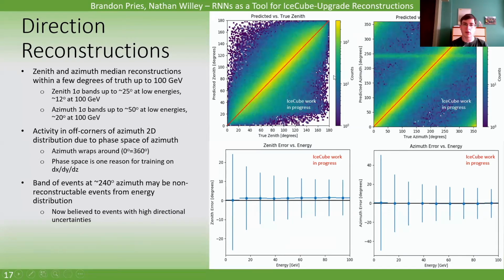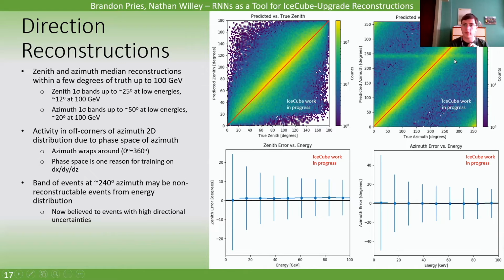The activity in these off corners of the azimuth distribution, this 2D histogram, is just due to the phase space of azimuth, the fact that it wraps around at 360. And this phase space is actually difficult for the neural network to learn, which is one of the reasons that we train on dx, dy, dz, and then convert to zenith and azimuth, because the phase space of these is much nicer than these two.